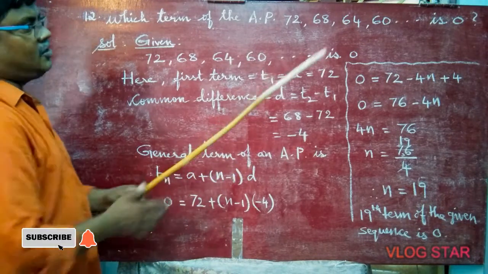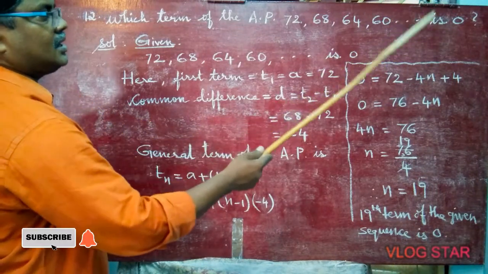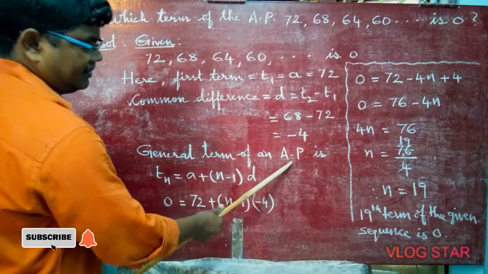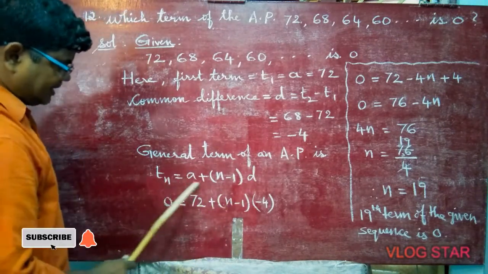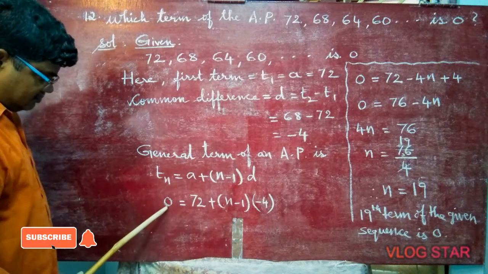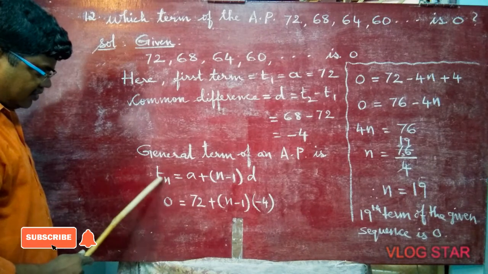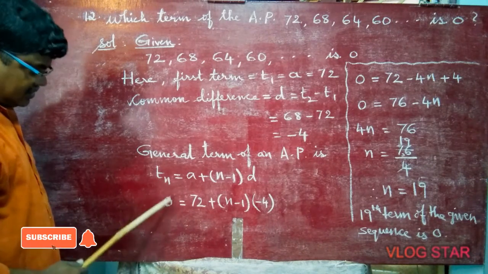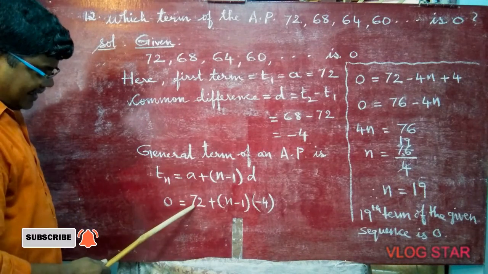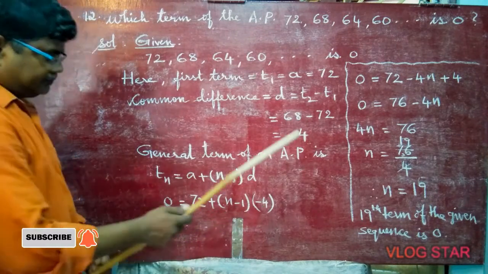Now which term is 0 we don't know. In which term 0 comes we don't know. So in general, we are talking about the general term of an AP. Same formula: Tn is equal to a plus n minus 1 into d. We don't know which term is 0, whether T1 or T2 or T3, T4. n indicates which number of term. So 0 is equal to 72 plus n minus 1 into minus 4.